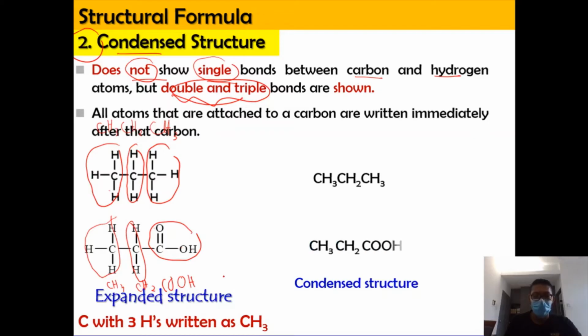Alright, so this is the condensed structure. And for here, you can also write it in terms of CH3, CH2, C double bond O dash OH here, because it needs to show the double bond. So we can also write it this way.